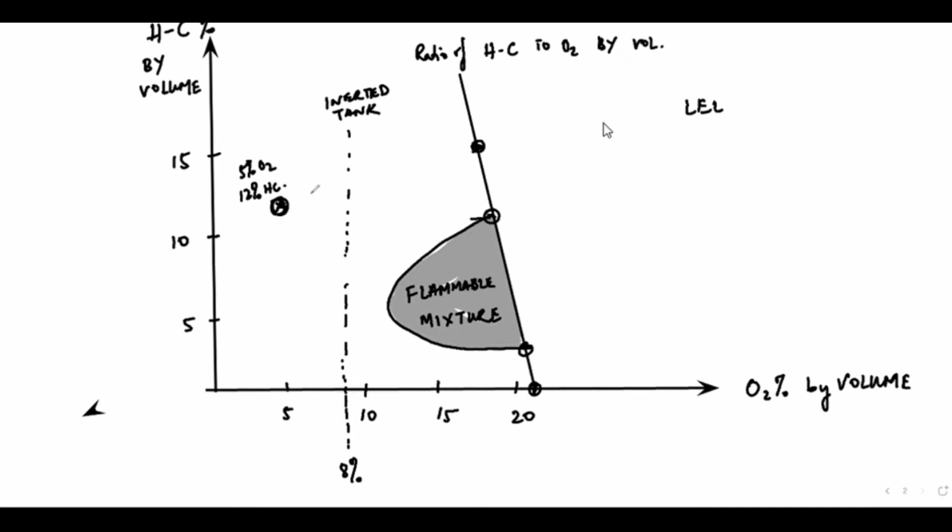Now, what happens if I do gas freeing directly? If I do gas freeing directly, it is going to go from there to 21%, that is here. And this is passing through the flammable mixture. So can we do this? No, sir. Then what do we need to do? First we will do purging with inert gas.